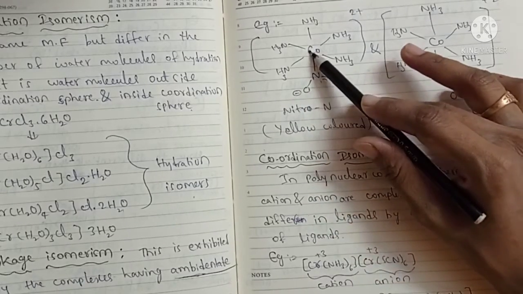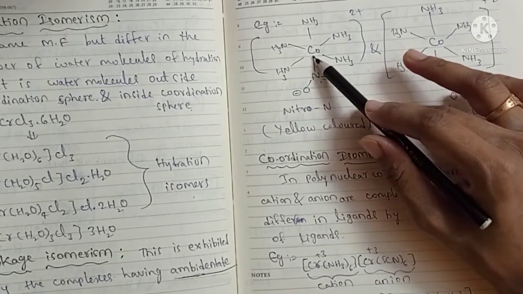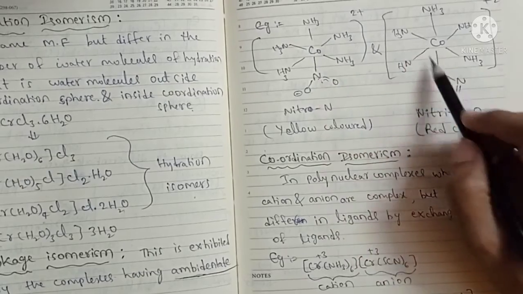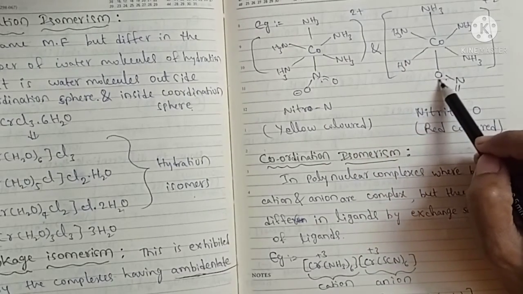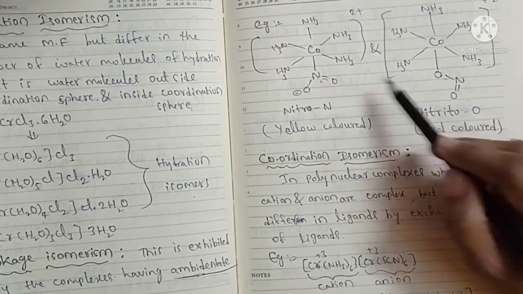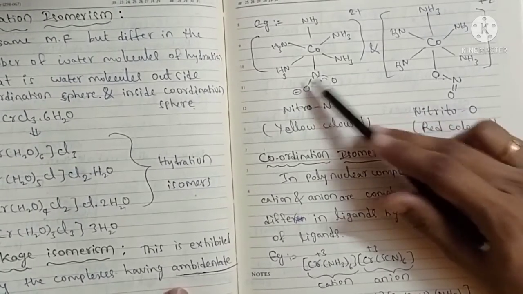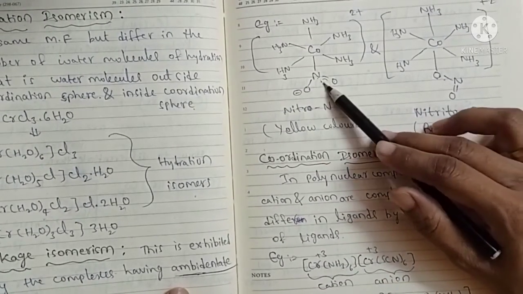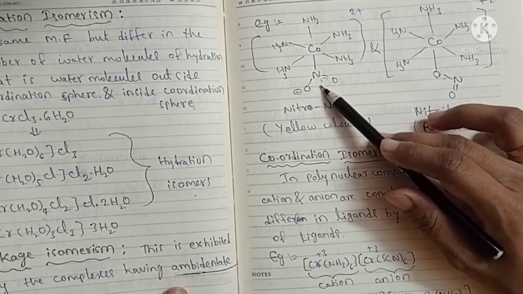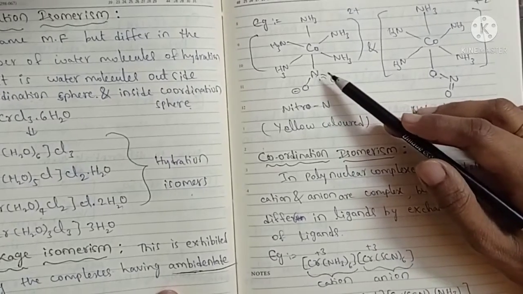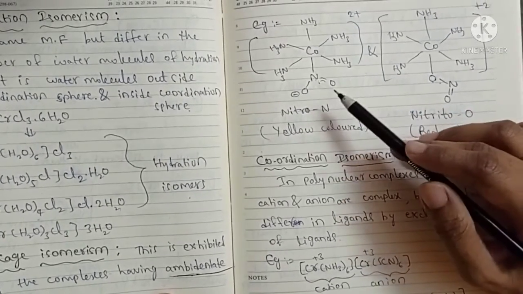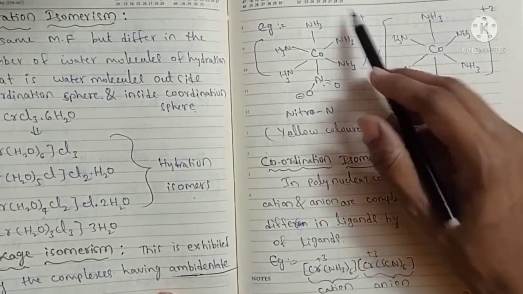So here this is linked by a metal-N bond, but here it is linked by an oxygen atom. Here it is linked by a nitrogen atom, and here by an oxygen atom. So these types of ligands are called ambidentate ligands. They can donate through different atoms. So let us see an example.